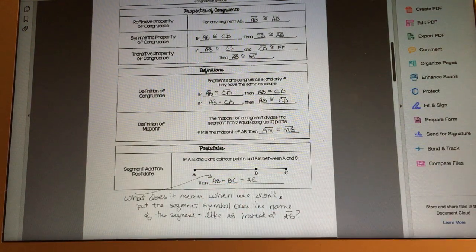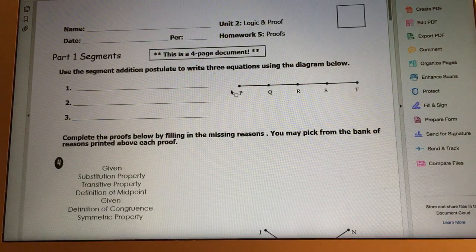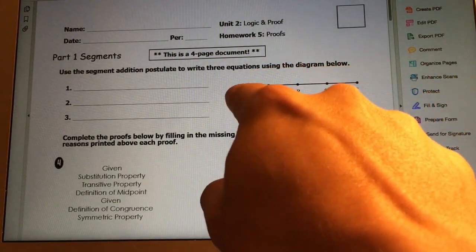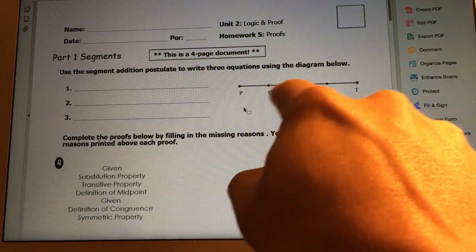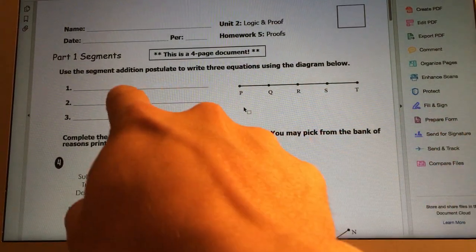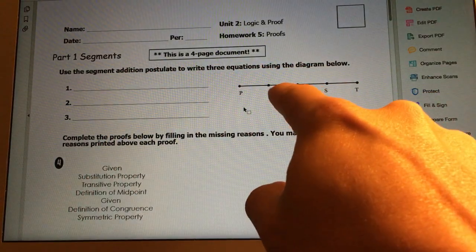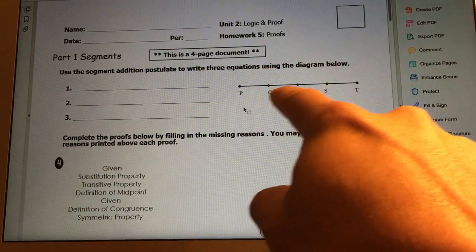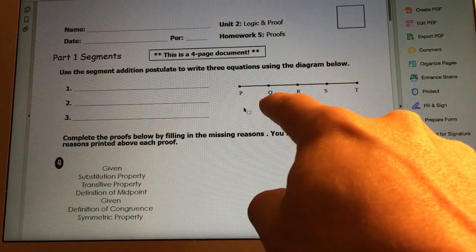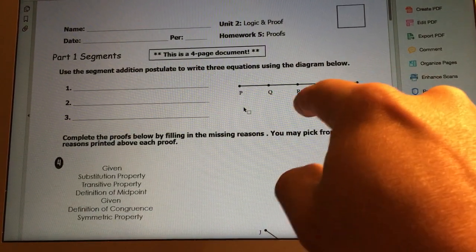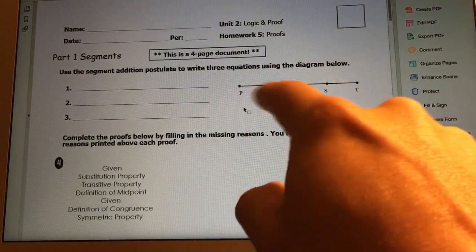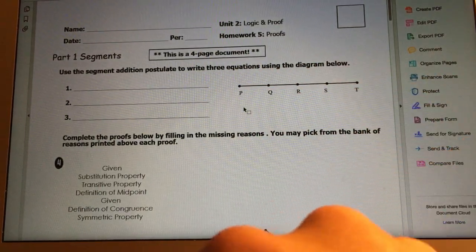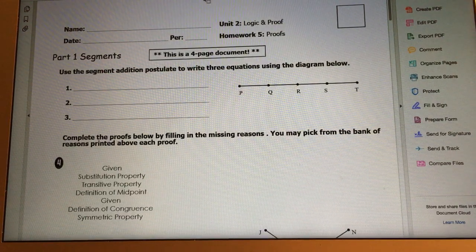So when we're doing the homework, you have lots of different options here. We could do, if we want PR to be the whole, PQ plus QR equals PR. So that could be number 1. Well, let's say we do Q to T. We could do QS plus ST equals QT. Or we could do RS plus ST equals RT. There's lots of different options here. But hopefully that helps you come up with the first few.